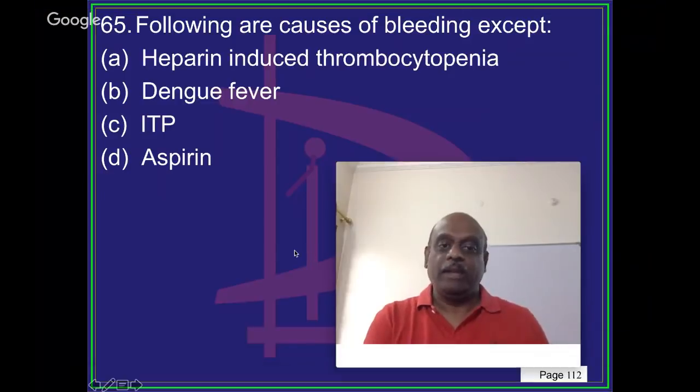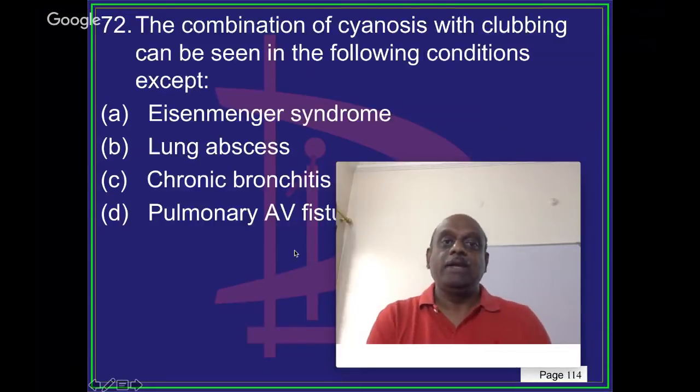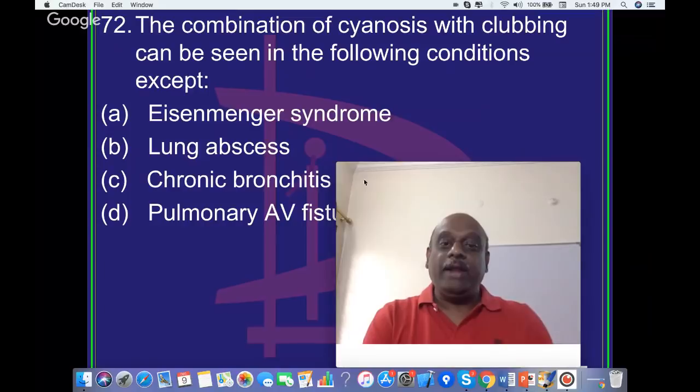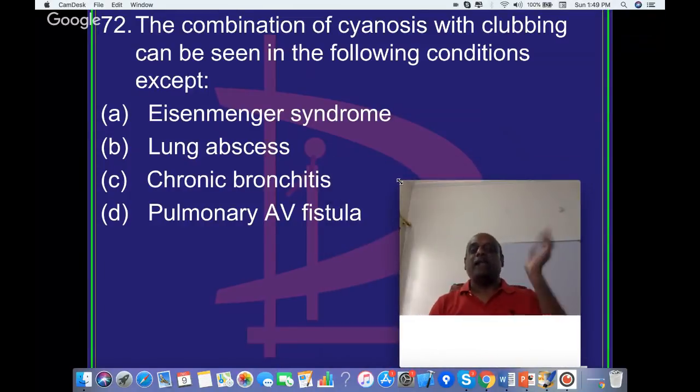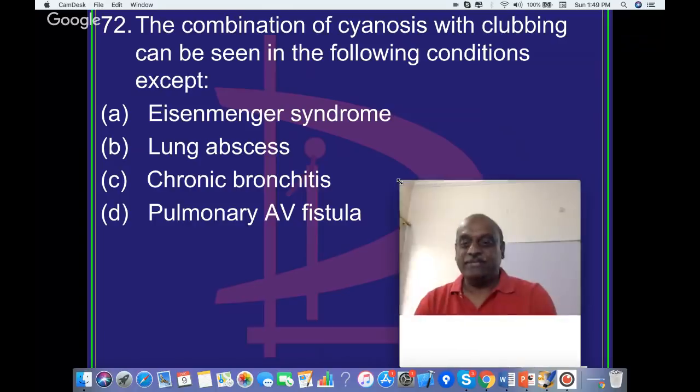Now, let's go to the next slide. Where do you find a combination of cyanosis and clubbing? Tell me your answer, doctor. Question number 72. Cyanosis, clubbing, except in one situation. 72. Let me see how good you are.